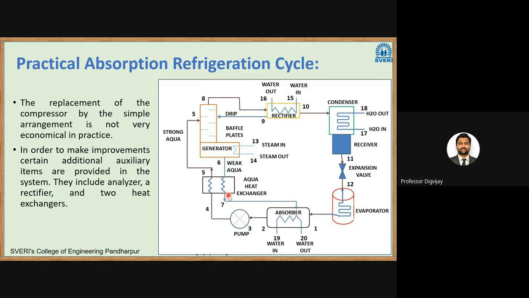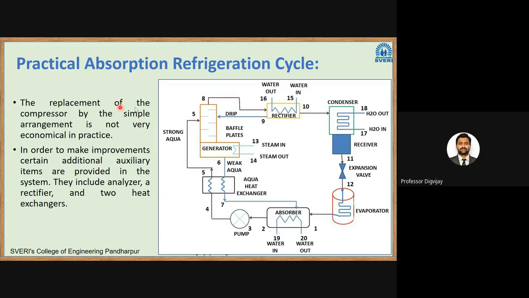The first one is a heat exchanger, which is installed between the generator and absorber. Then we have an analyzer to separate out the ammonia vapors. Then we have a rectifier, again with the same purpose, to separate out the ammonia vapors. Then these ammonia vapors are passed to the condenser, and then the cycle will repeat. So we'll see what those components are.